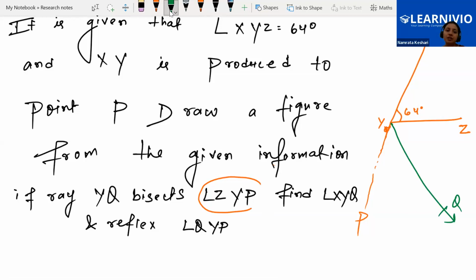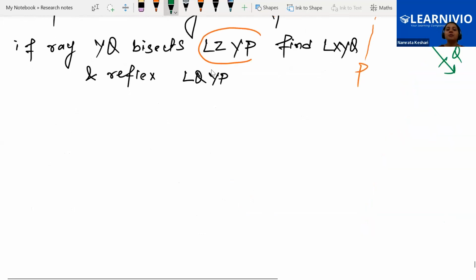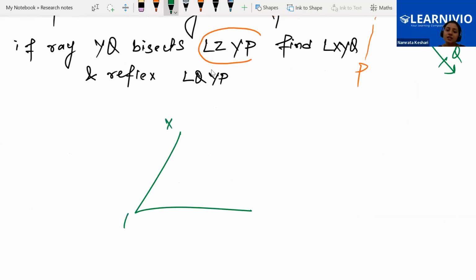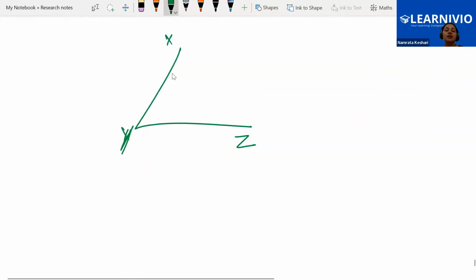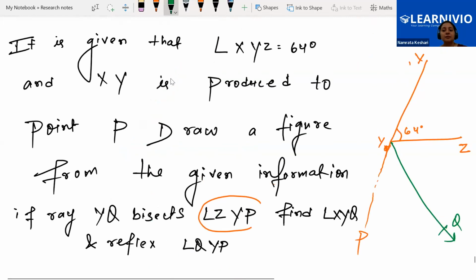Let's start from the very beginning. It is given that angle XYZ. I don't know how exactly XYZ looks like, but since I'm trying to make an angle, like this we will make an angle and we will name it XYZ. Now, XY is produced to P. Producing means extending. We are extending the side XY till P. So we have extended it. Okay, this is X. This is Y. This is P.